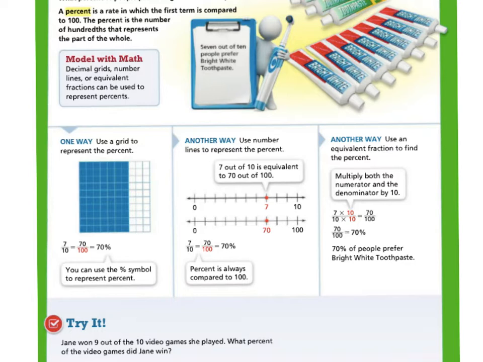And last, you can use an equivalent fraction to find the percent. Multiply both the numerator and the denominator by 10 to get the fraction over 100. And once you have the fraction over 100, your percent will be the number that is on top. 70% of people prefer bright white toothpaste. So let's look at the next example.